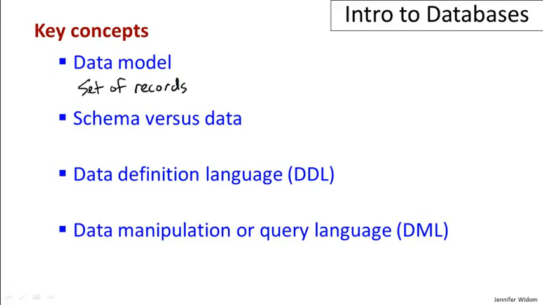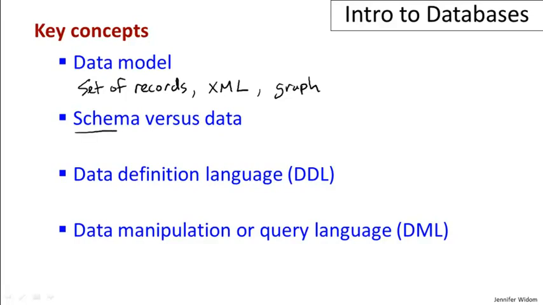Now, another popular way to store data is, for example, an XML document. An XML document captures data, instead of a set of records, as a hierarchical structure of labeled values. Another possible data model would be a graph data model, where all data in the database is in the form of nodes and edges. So again, a data model is telling you the general form of data that's going to be stored in the database.